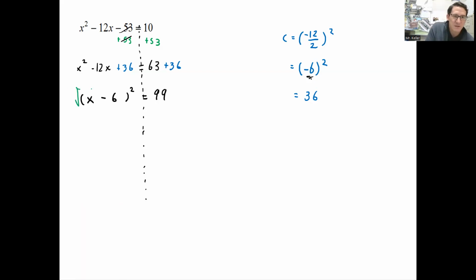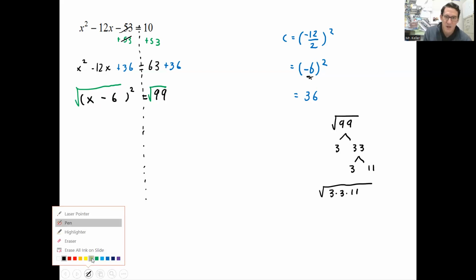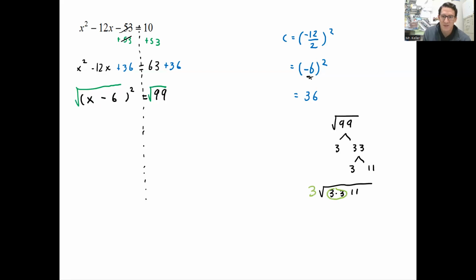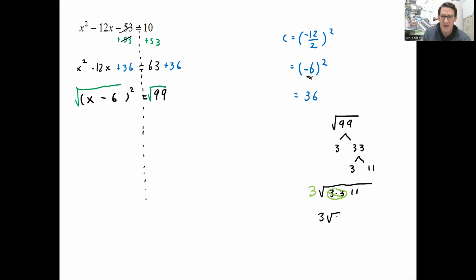Square root both sides. 99, that is going to simplify. So I'm going to simplify that radical over here. So square root of 99, 99 is 3 times 33. 33 is 3 times 11. Those are all primes, so we're done. So if I put it back in the radical, I have a pair of 3s. One goes on the outside, cross those out. And so it is 3 root 11 is what that simplifies to. So square root of 99 is plus or minus 3 root 11.